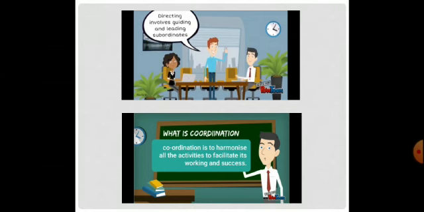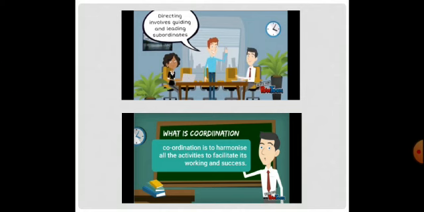The next function is coordination. Coordination is to harmonize all the activities of a concern to facilitate its working and its success. Harmonize means to balance. Every department should work together. Every employee should cooperate and coordinate with each other. For what purpose? To achieve the organizational goal.